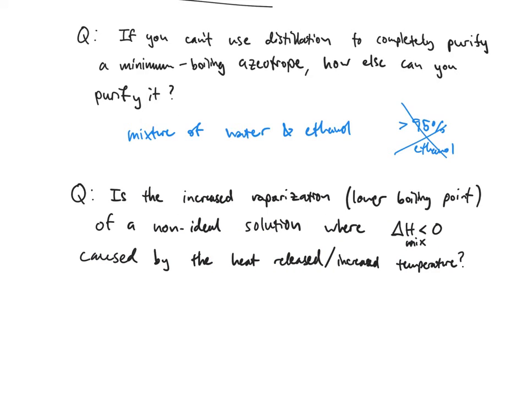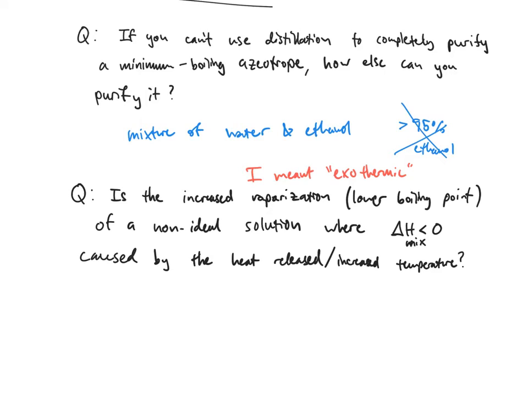Okay, the next question is asked by Carter, and I'm really paraphrasing him here, and hopefully I've captured the essence of his question. He's asking about non-ideal solutions, and we saw for non-ideal solutions that when the delta H of mixing is deviating from zero, especially where it's less than zero, he's asking if the increased vaporization or the lowered boiling point of a non-ideal solution where we've got a negative delta H of mixing, or it's endothermic, is caused by the heat released or the increase in temperature. Okay.